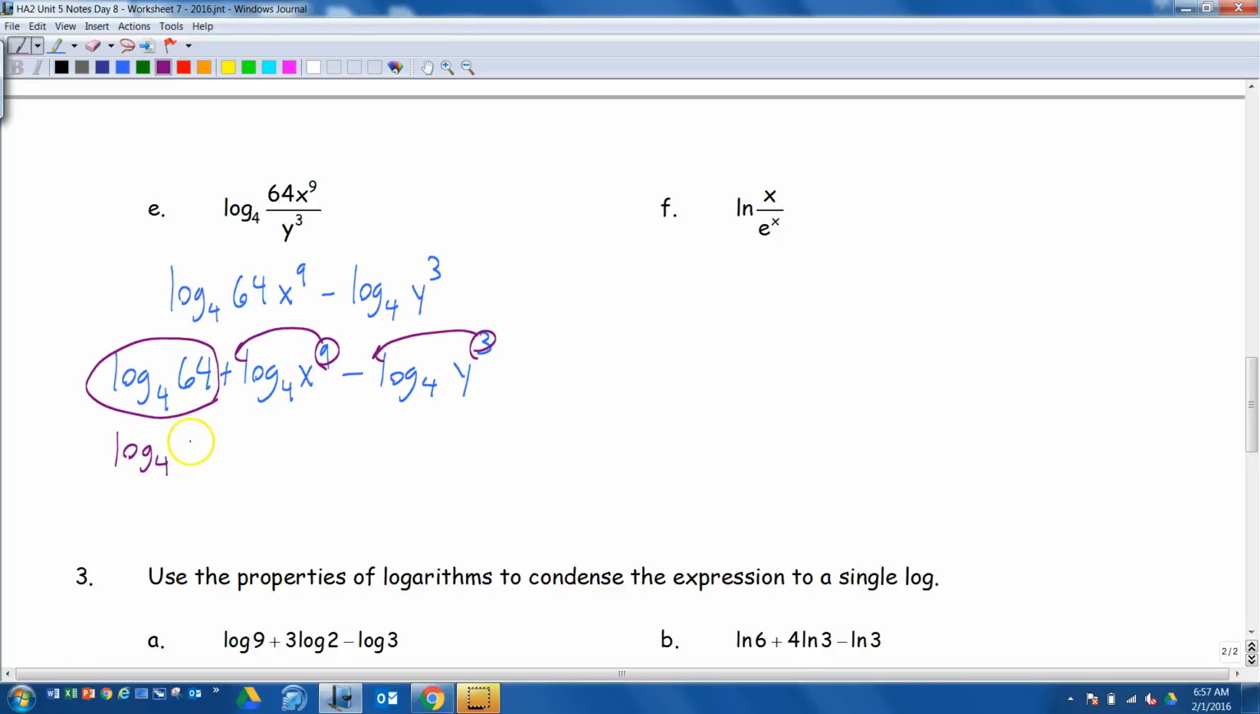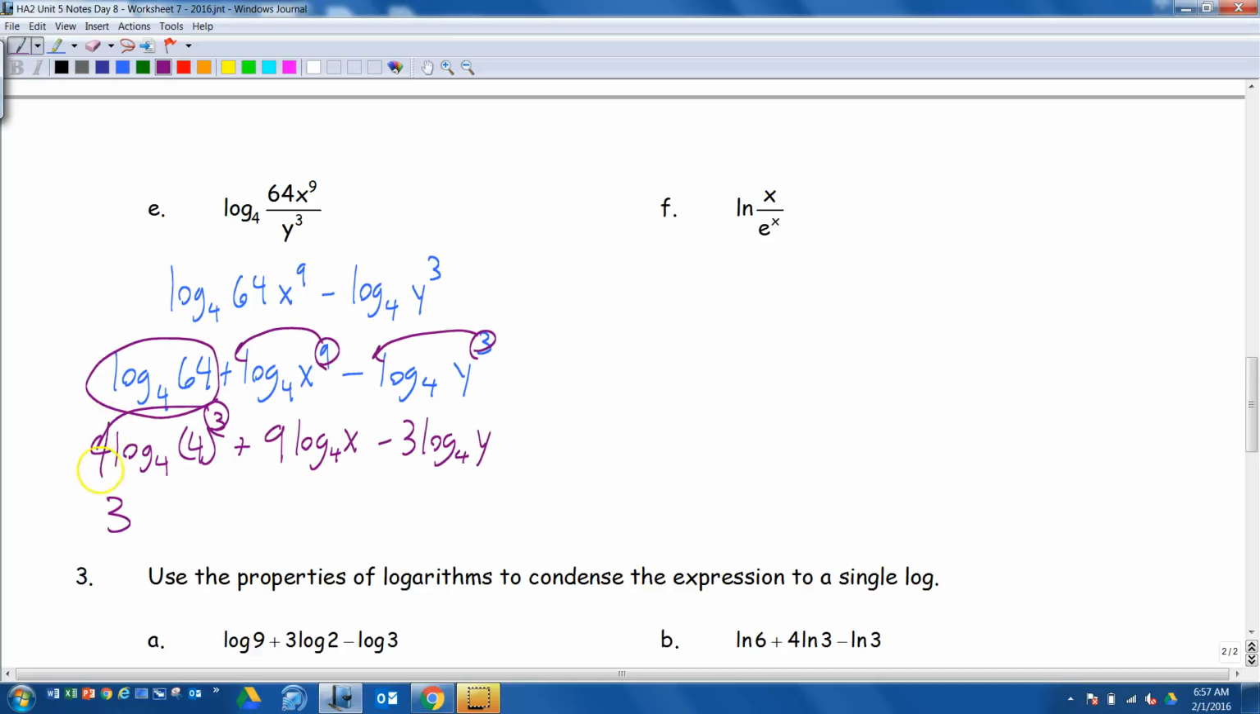Log base 4 of 4 cubed plus log, oh, I can bring the power down for these guys: 9 log base 4 of x minus 3 log base 4 of y. What happens to this power? It also goes down, so I get 3.